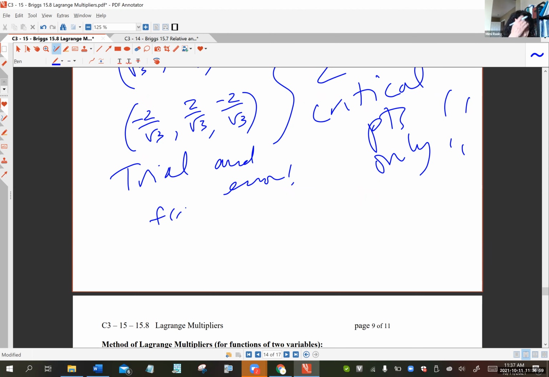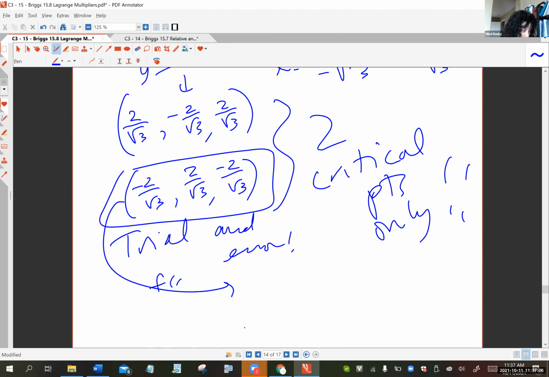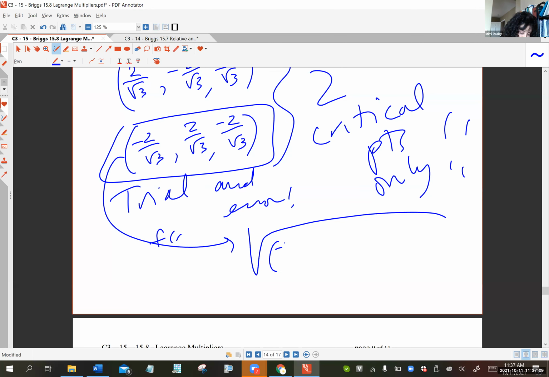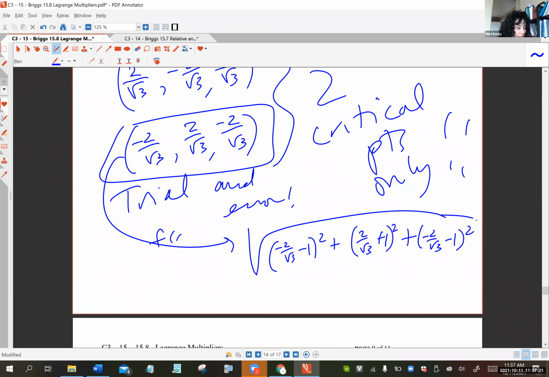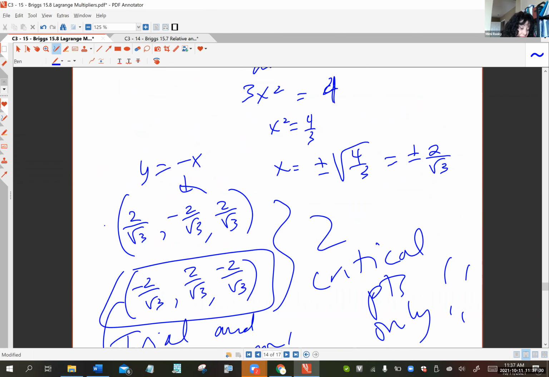You know, and so it turns out that the one that gives the max distance is this one, and you can try it. So when you do square root of negative 2 over square root of 3 minus 1 squared plus 2 over square root of 3 plus 1 squared plus negative 2 over square root of 3 minus 1 squared, this gives you a max distance, and this is 3.73. What about the other critical point? Does anybody care about him? Yeah, he will give you a min distance essentially.